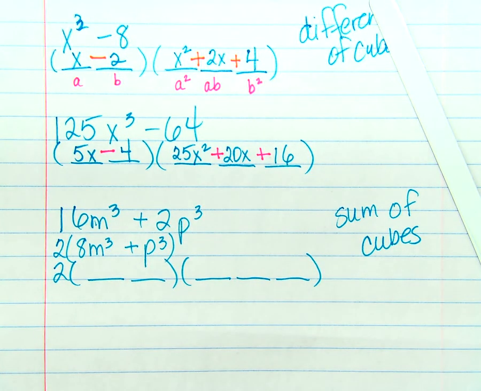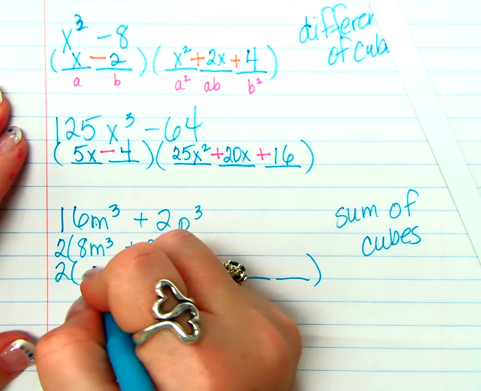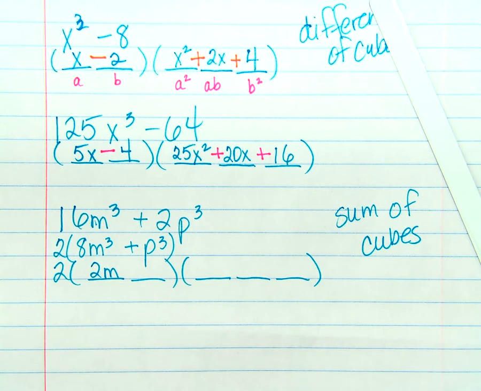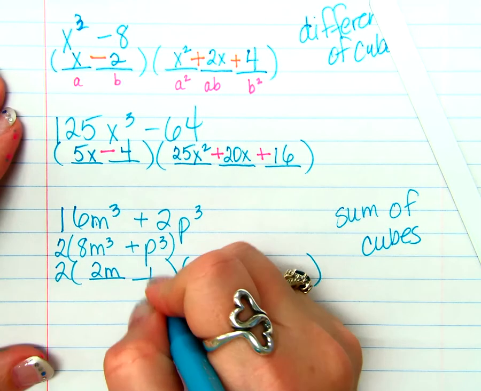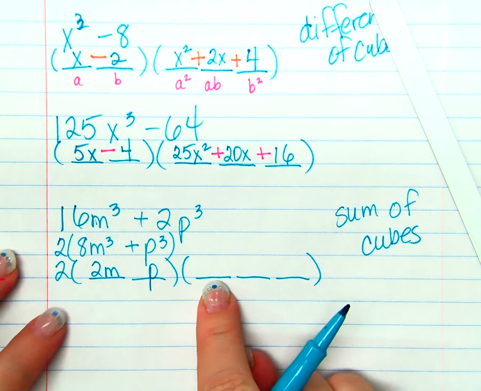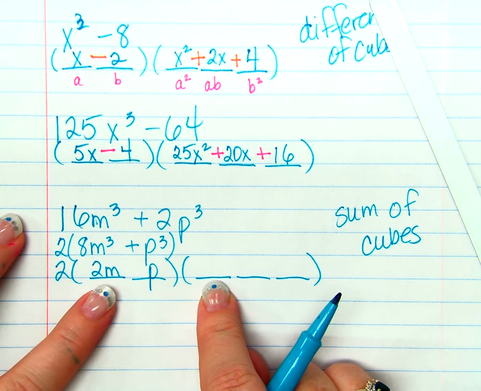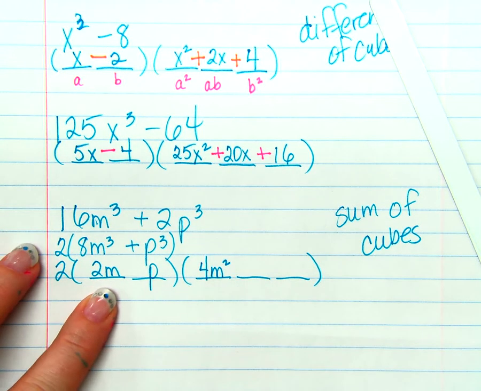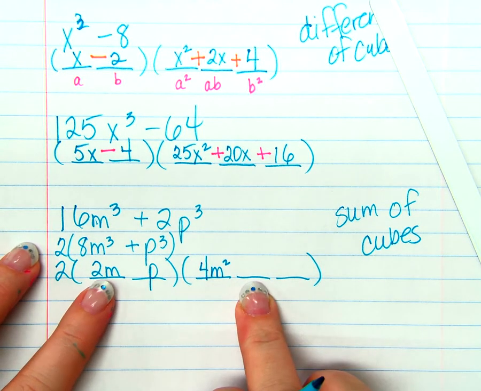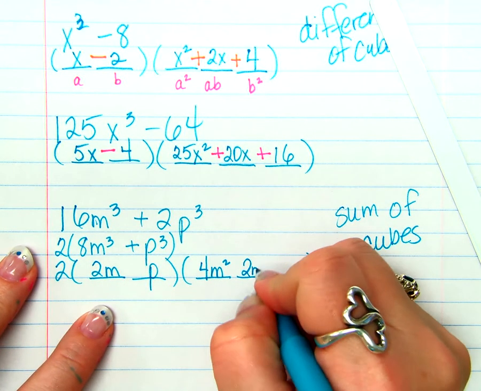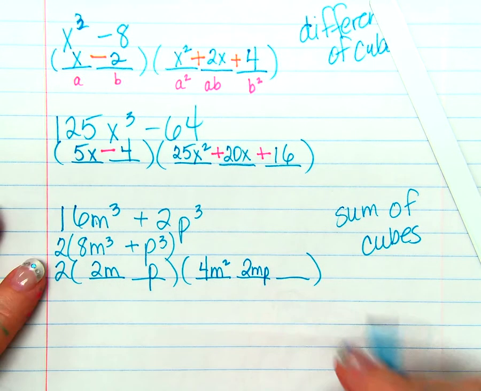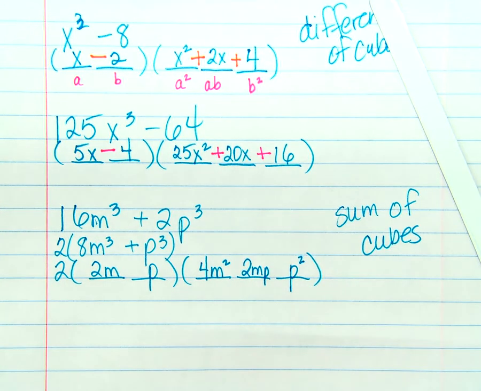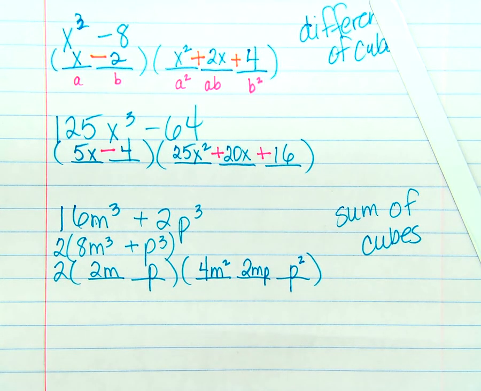What is the cube root of 8m cubed? 2m. What is the cube root of p cubed? P. What's the first term in the trinomial? 4m squared. Very good. What's the second term of the trinomial? 2mp. Excellent. And the third term? Good. P squared.